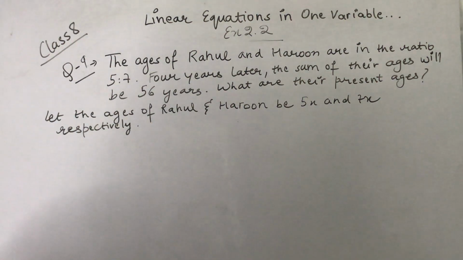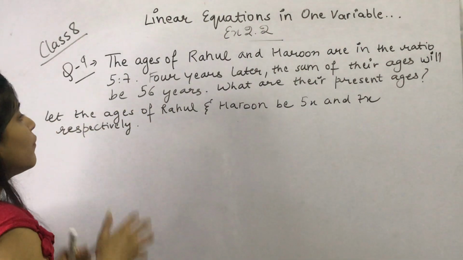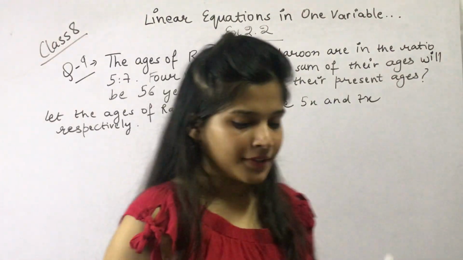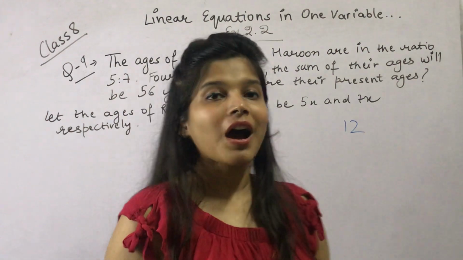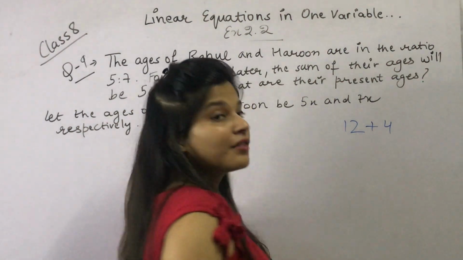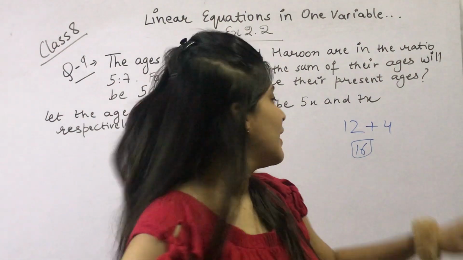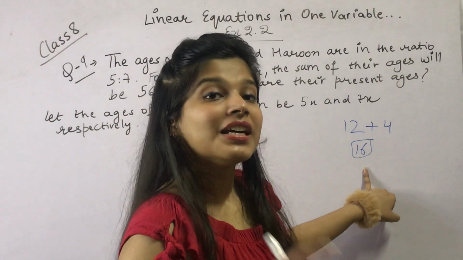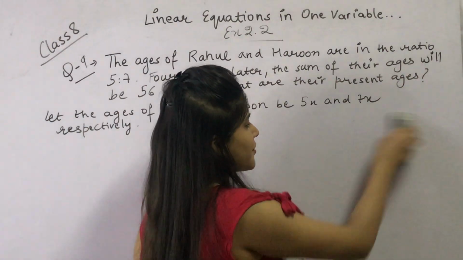Now, ages are 5x and 7x. Present ages are 5x and 7x. But we are given 4 years later, the sum of their ages will be 56 years. Now, children, suppose you are 12 years old. Okay? And I ask you, after 4 years, what will be your age? So, definitely you will add 4 and 12. Okay? So, you will say, ma'am, I will be 16. After 4 years, I will be 16 years old. If I am 12 years right now, so after 4 years, I will be 16 years old. So, 4 years later, we have to add 4 in their ages.